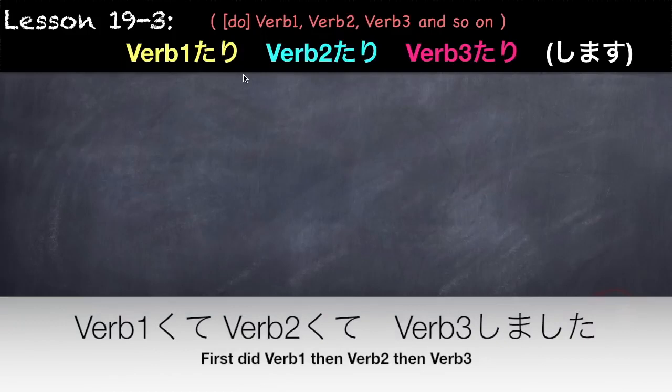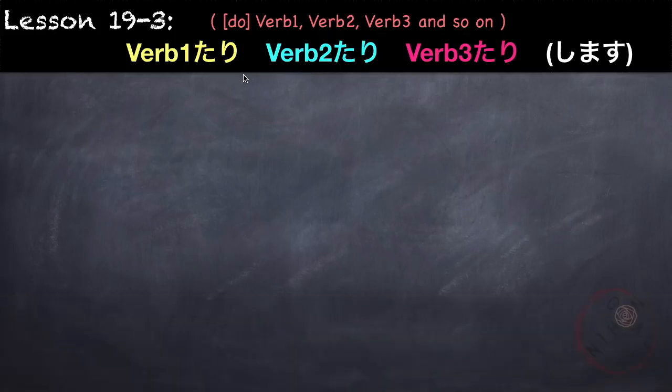So in the verb te, verb te, verb 3 shimashita pattern, the order of the verbs is important. So here, verb 1 happened first, then verb 2, and lastly verb 3. So the order of the verbs is emphasized. However, here again, like I said, we're just listing random actions and there could be more than the ones mentioned. This is similar to the nani nani ya, nani nani nado, which we've learned in lesson 10, which is used for nouns. But here we are listing verbs instead, using verb tari.